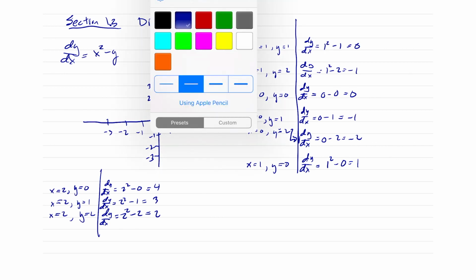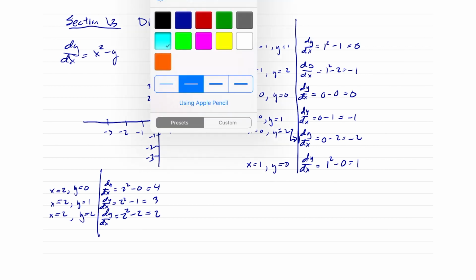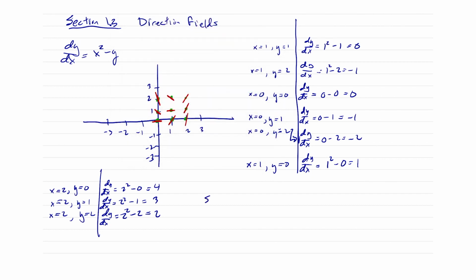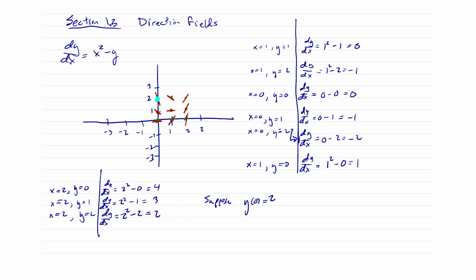Let's see. So what does this end up looking like? So basically, the idea is that if we want to solve an initial value problem, right? Suppose we have y(0) equal to, say, 2, then that means that our initial point is going to be here, right? And the idea is that we're just going to follow these slopes down and back up, right? So we're thinking our solution should look something like that based on our slope field.